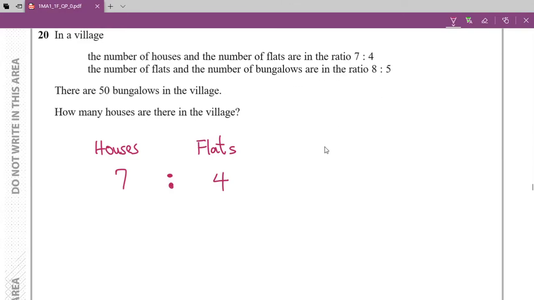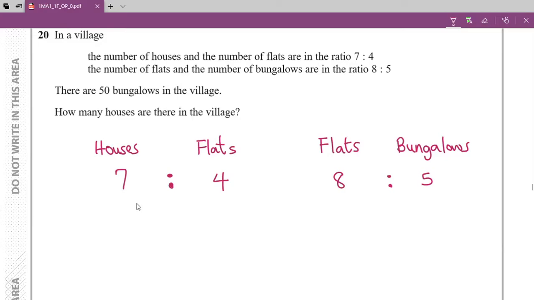8:5. So we could as well put it here, ratio of flats and the ratio of bungalows, 8:5. Now I'm putting the two ratios side by side, and it says there are 15 bungalows in the village. How many houses are there in the village? We need to find the number of houses in the village.